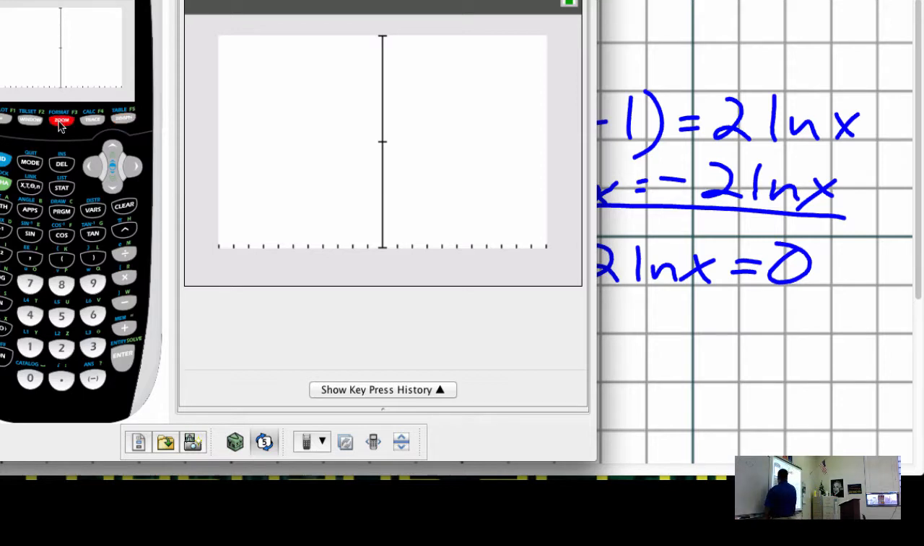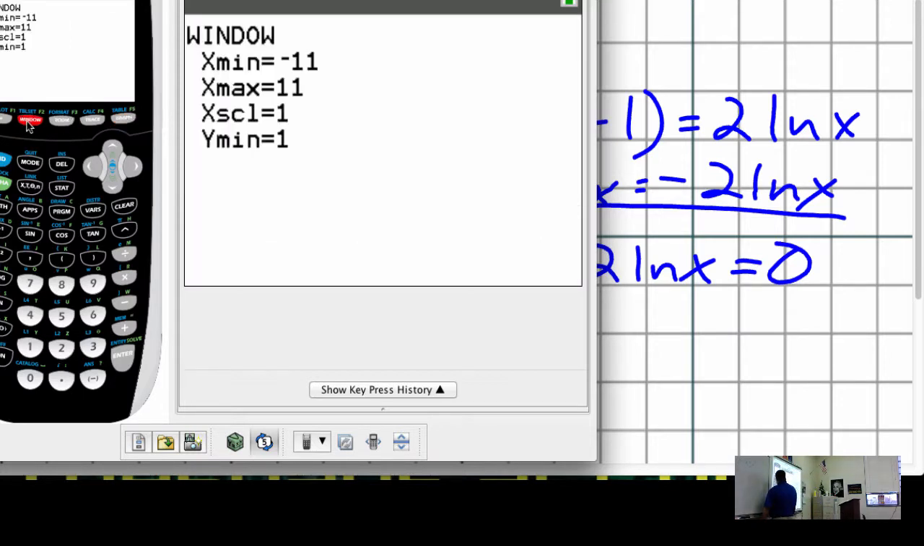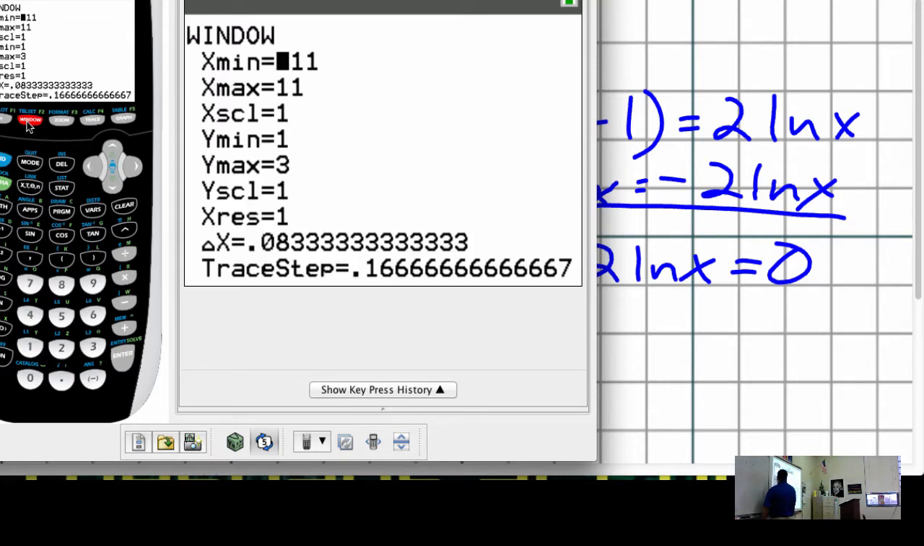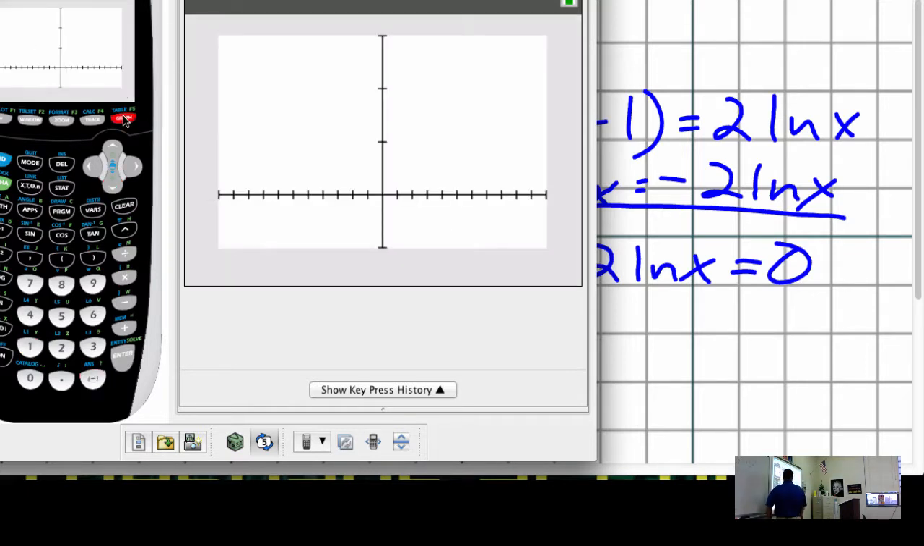Now I have to come in here. It's taking forever. We want to know when y equals 0, so I should probably go from about -1 to 3. All right, now let's see what we have. Where does that look like it's crossing? When x equals 2, right? So that's probably the solution.